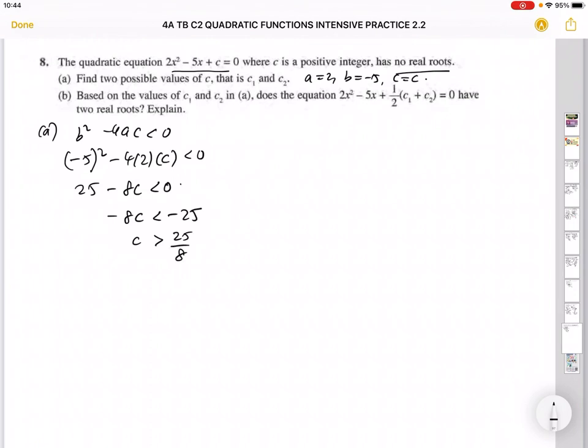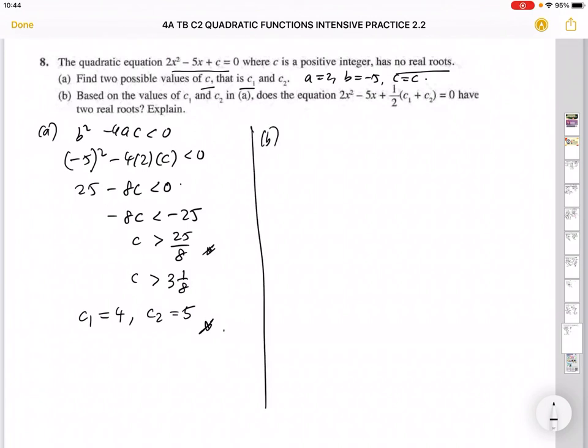Now 25 over 8 will be a bit hard for you to comprehend because you need to find two possible values, c1 and c2. Maybe I change it to a mixed number. That will be 3, 1 over 8. Now, you can see that your c value is slightly more than 3. So we have to take two possible values. Actually, you can take any value, but I'll let c1 take the nearest one. The nearest integer more than 3, 1 over 8 will be 4, and c2 will be 5. You can also take 6, 7 and so on. I think the textbook answer at the back uses 4 and 5.